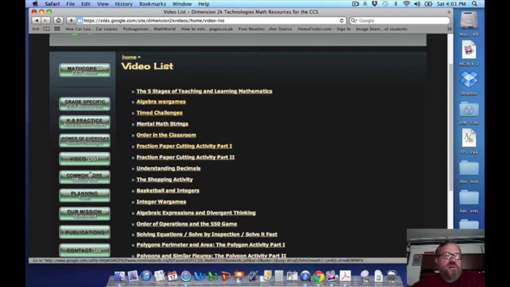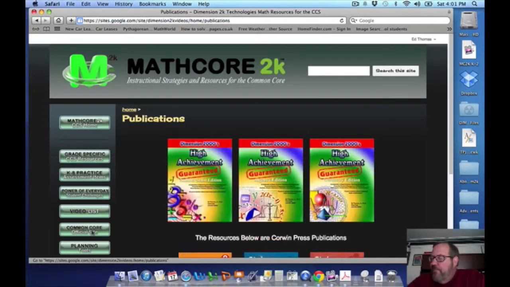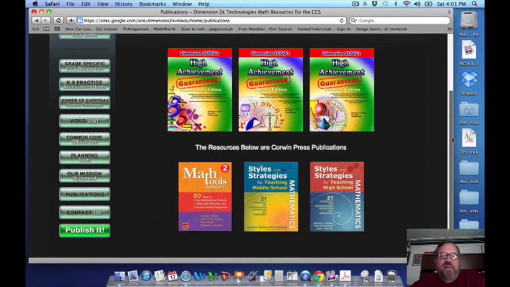Now, I want to also direct your attention to this button here called Publications. We have some books published, and the bottom 3 on this screen are all published by Corwin Press. Now you can go to corwin.com and type in my name, Edward Thomas, and you'll get access to these books. These can be purchased for around $40 per book. But here's something nice. We have these 3 books that we published ourselves, High Achievement Guaranteed, one for number sense, one for algebra concepts, and one for geometry concepts.